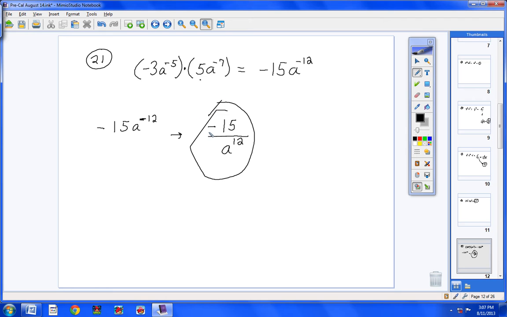Well, Mr. Earhart, you've got a negative 15 up top. Yes, we do. You're right. But I never said that you couldn't have a negative base. What I said is you cannot have a negative exponent. And your exponent here is 12, and that's positive. And your exponent here is 1, even though you can't see it. And that is also positive.